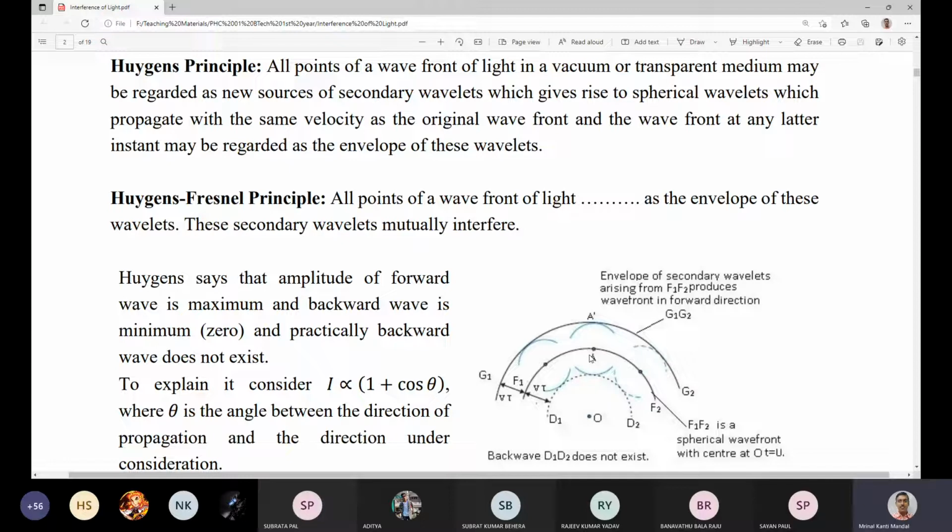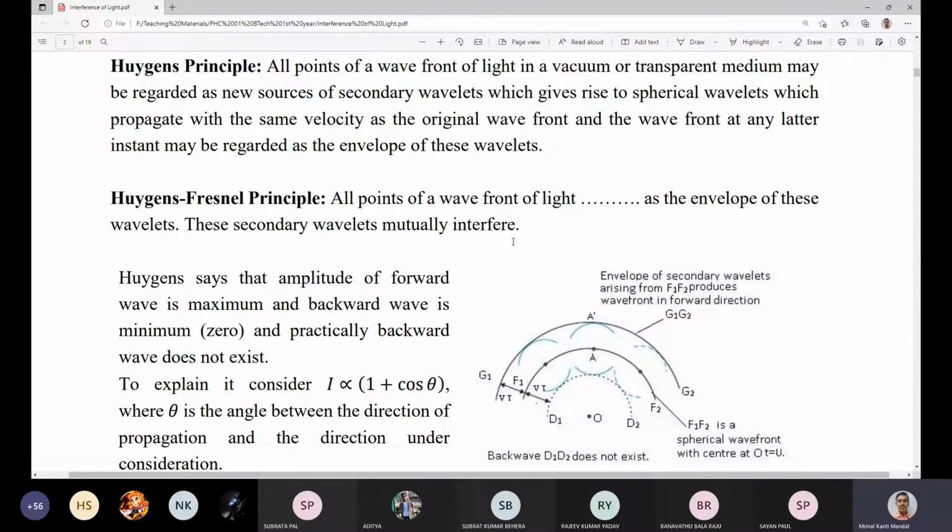Now after that, Fresnel added something to this Huygens principle, and it is named the Huygens-Fresnel principle. Right? So this principle we have written in full, that is, all points of the wavefront of light, then this portion, as the envelope of these wavelets. Then he added only one sentence. The sentence is, these secondary wavelets mutually interfere. Fresnel only added this sentence, and he gave the name Huygens-Fresnel principle.